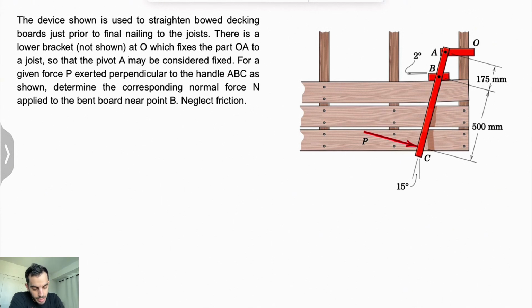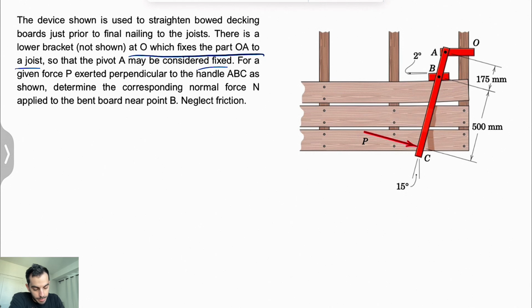We're going to be solving another question from chapter 4 of Engineering Mechanics by Meriam, and we have the device that is used to straighten bowed decking board just prior to final nailing to the joist. There is a lower bracket that is not shown at point O, which fixes part OA to a joist, so that the pivot may be considered fixed.